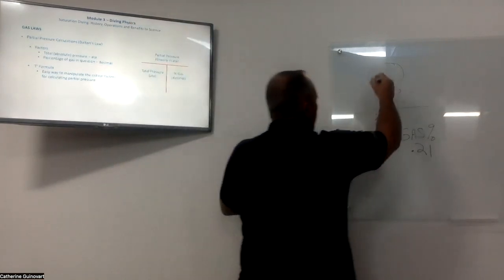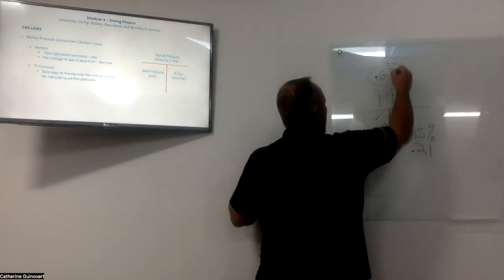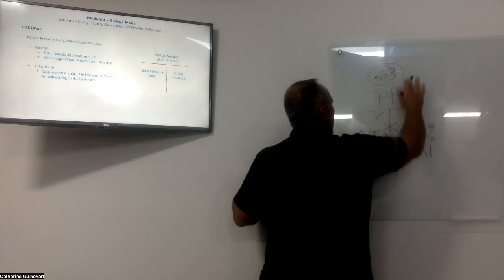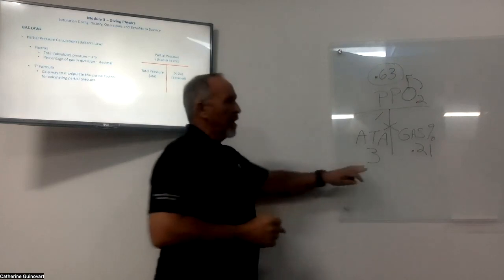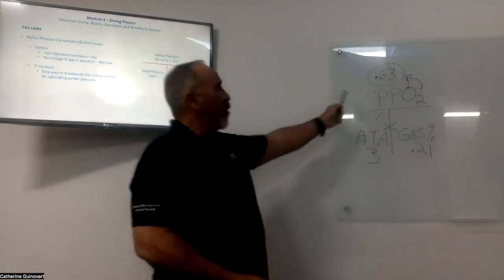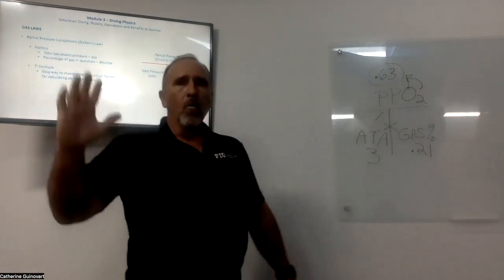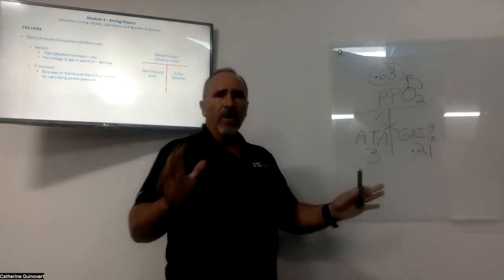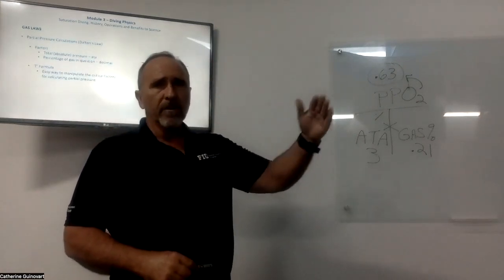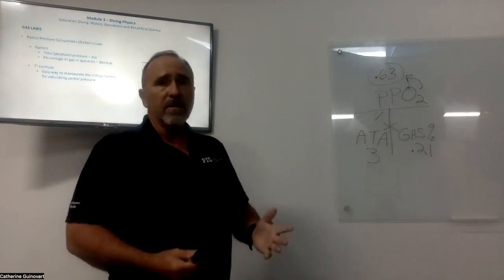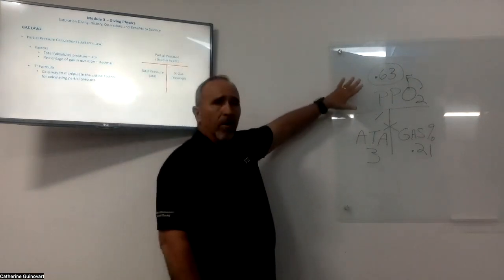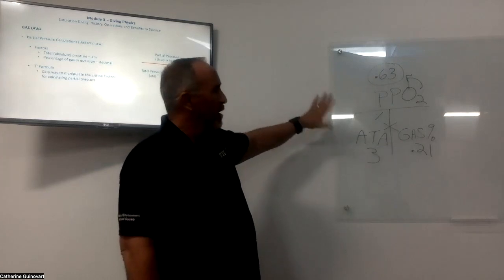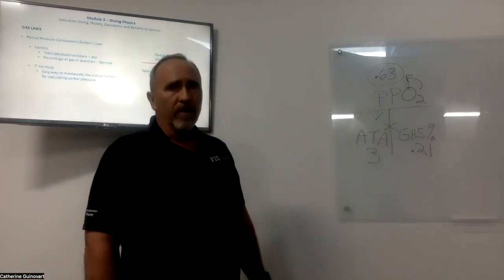It's 0.63. So the partial pressure of oxygen in this case is 0.63, okay? Well below the 1.4, which is the threshold for central nervous system oxygen toxicity. So we're fine, right? But that's why the T formula is really, really good.